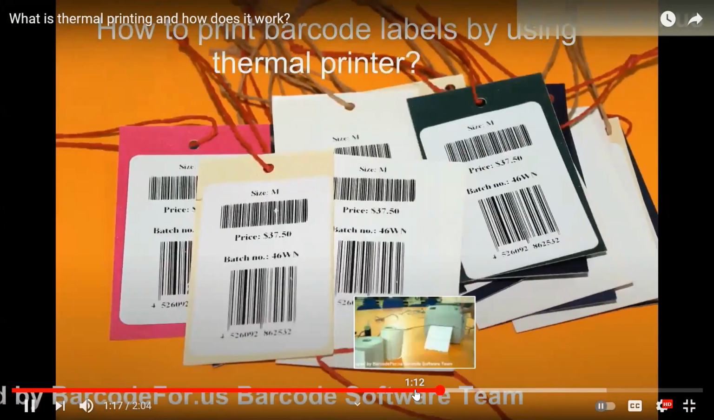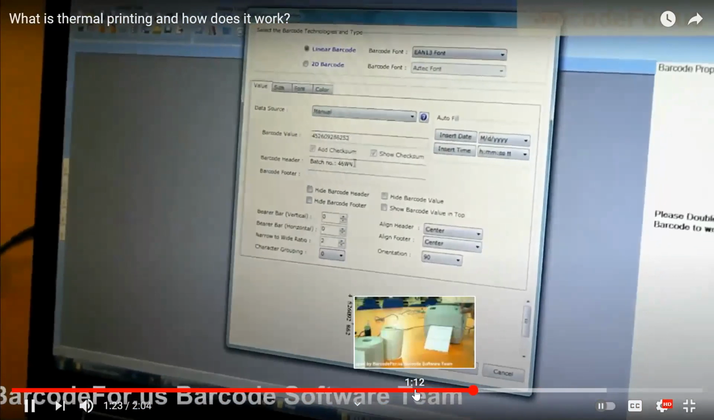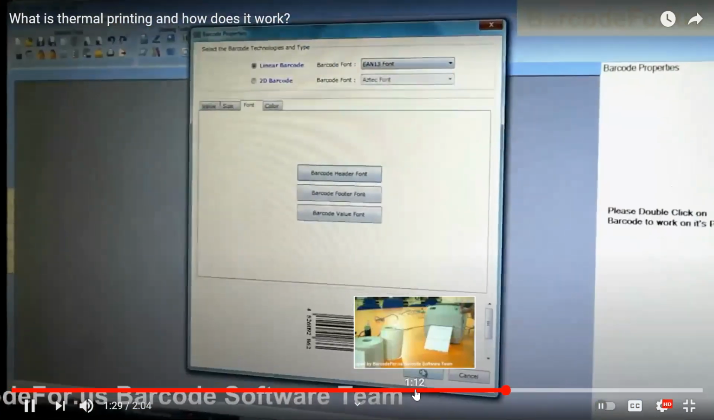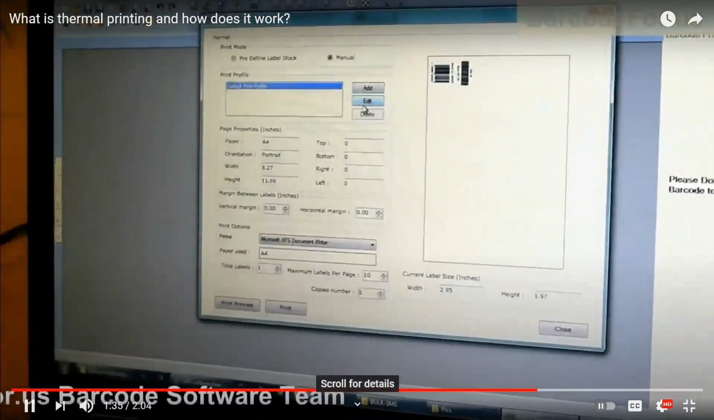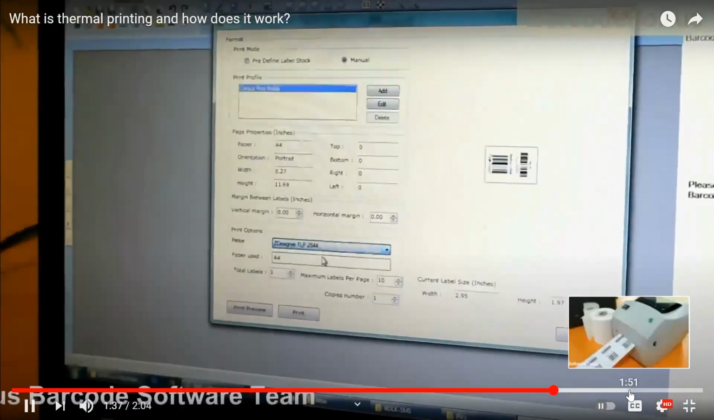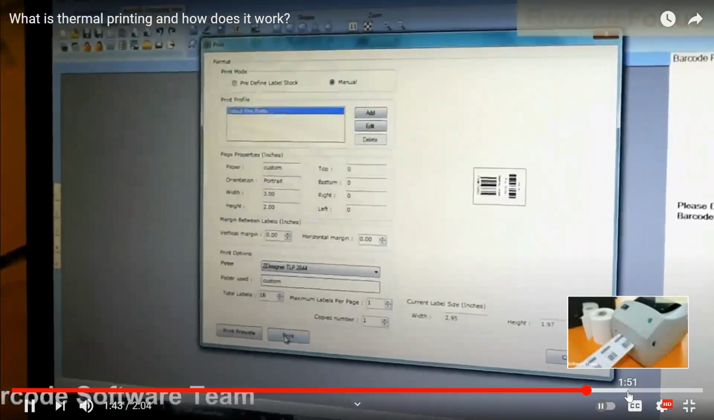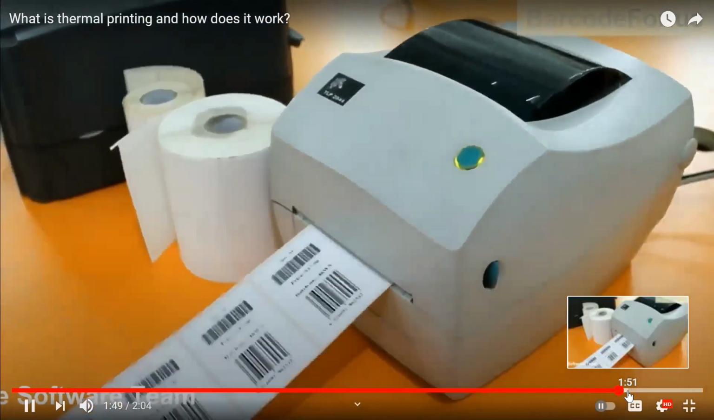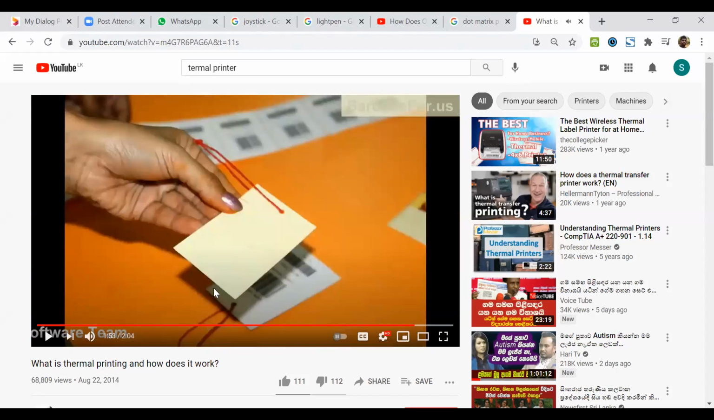How to print barcode labels using a thermal printer. We have designed this barcode label using the RPU barcode label maker software. Go to print and adjust the printing settings. Click on the print button. Here your barcode labels are printing. So in thermal printers, we use heat, compared to the other two technologies.